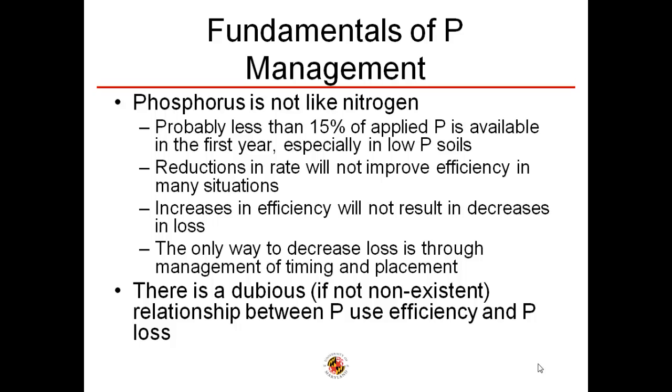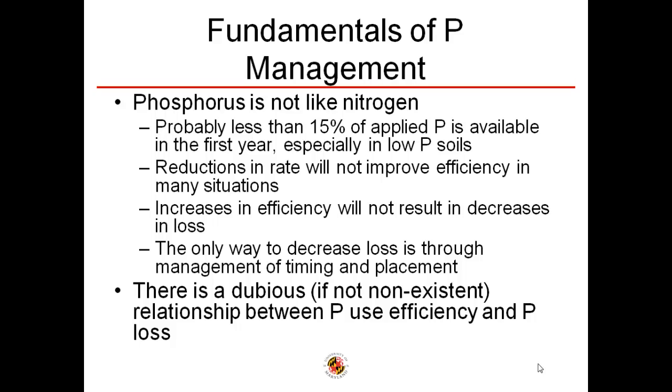So most of the phosphorus, and this is why we're in trouble in some areas as far as environmental loss of phosphorus, most of that phosphorus gets tied up in the soil. And for years, for decades, we told farmers to bankroll phosphorus. Apply it while it's cheap and it'll be there when the price goes up, right? Because it doesn't move out of the soil and it's available in following years. But this is important from an environmental standpoint too. It's important from a crop production standpoint, but from an environmental standpoint, it's important to understand that reductions in rate will not improve efficiency in many situations, whereas with nitrogen it does.